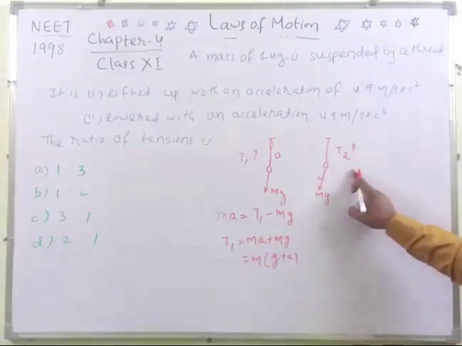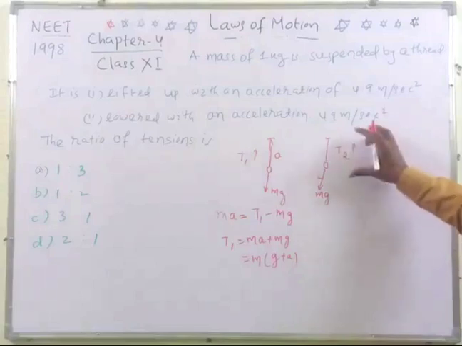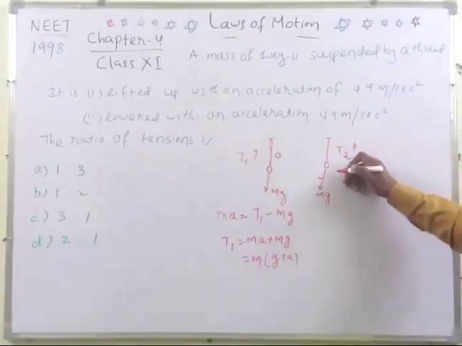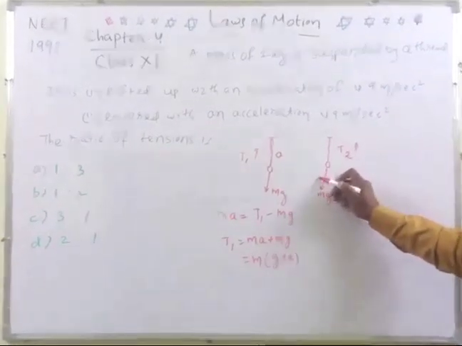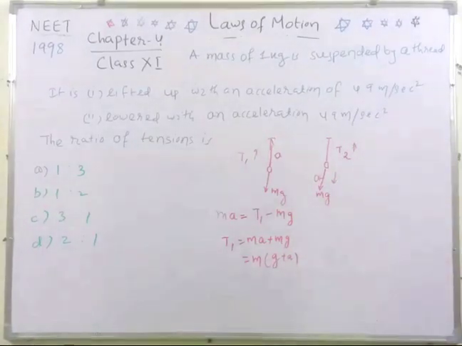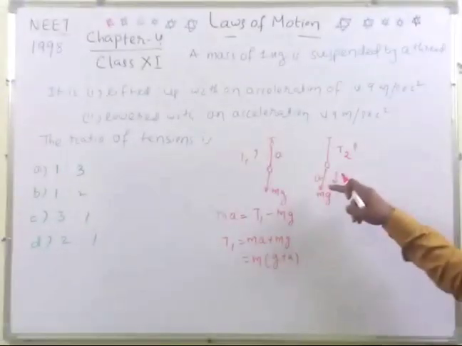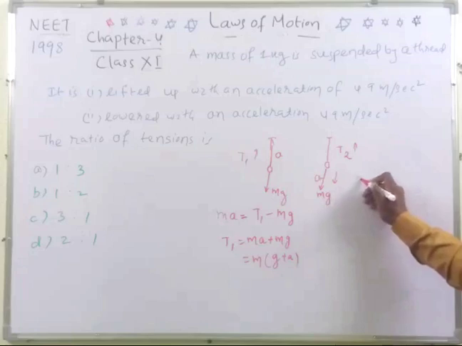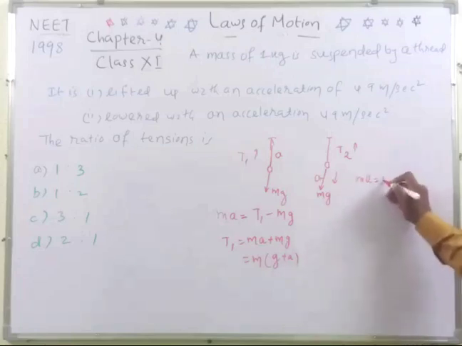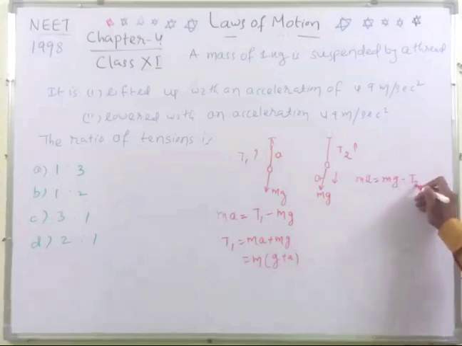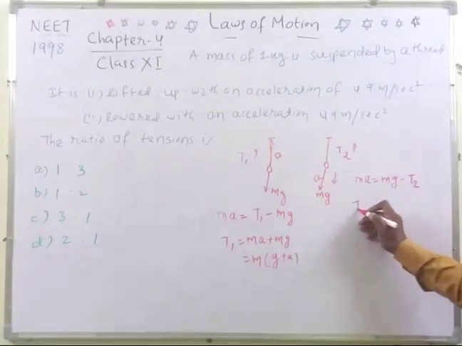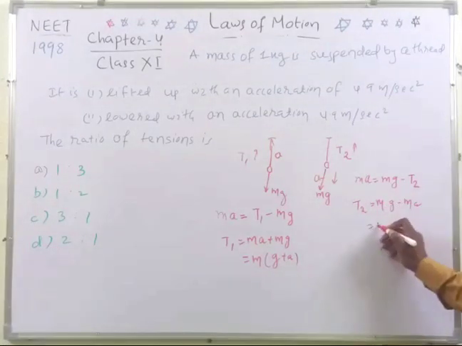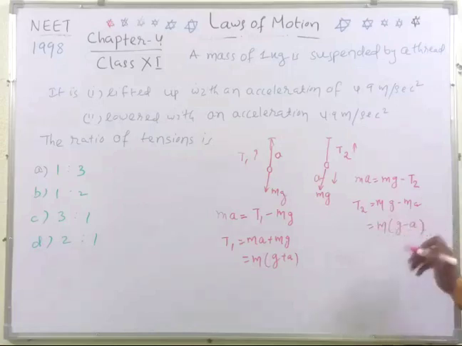In the second case, the tension is towards the string because it is hanging from here, and the acceleration is downward. As well as the weight mg is also downward. So here the equation of motion will be ma is equal to mg minus T2. So we may write T2 is equal to mg minus ma, or this will be m into (g minus a).